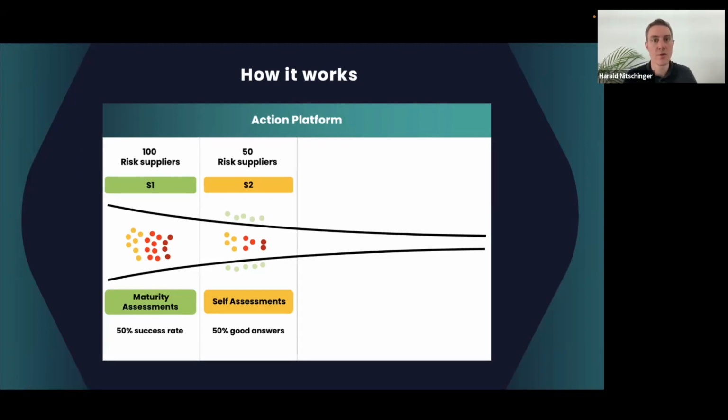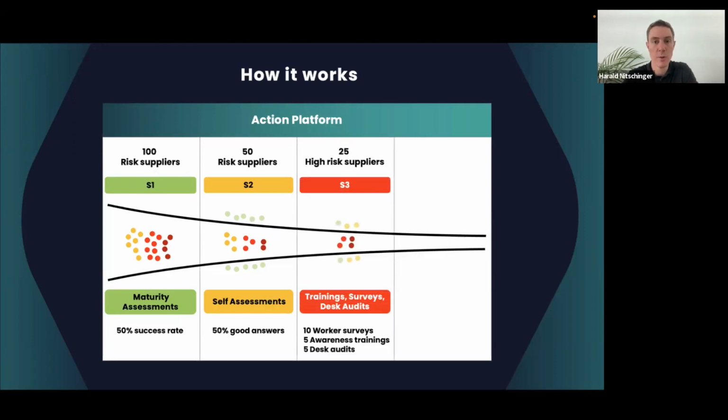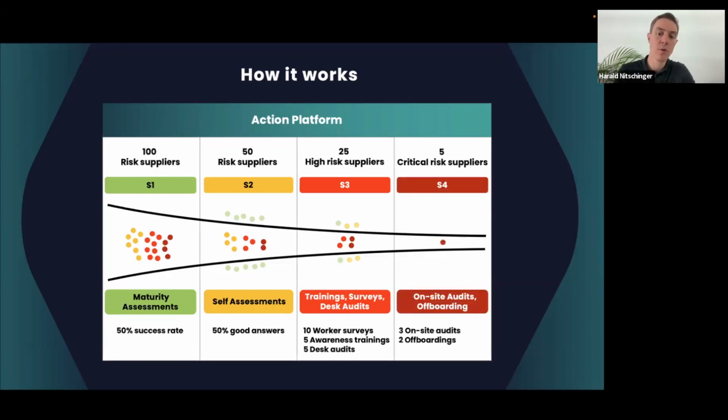With self-assessments with a certain answering rate, how many can actually provide policies and certifications? Let's say it's 50% that answer, and if they answer well, those we also don't need to go further with, because they can then demonstrate certifications. So the actual actions of severity level 3 and 4 are then left for only a quite small number of suppliers. For training, service, and desk audits, you have 25 suppliers left that, after risk, self-assessments and maturity assessments, are still in the red.